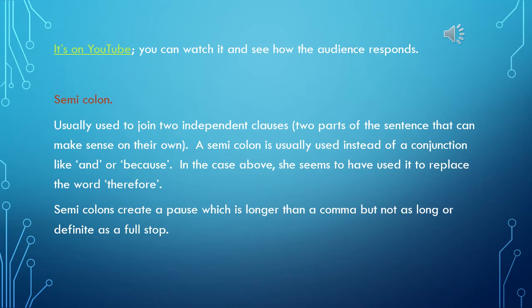It's usually used instead of a conjunction like 'and' or 'because'. But in the case above, she seems to have used it to replace the word 'therefore'. So: it's on YouTube. Therefore, you can watch it and see how the audience responds. A more common use would be: he was really hungry; he ate 3 apples and a banana.